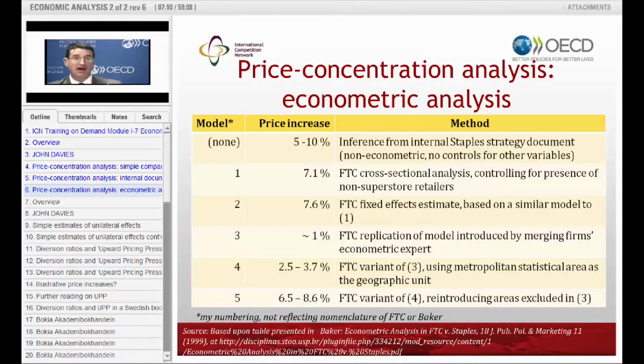However, as a cautionary tale, I would point out that economists working for the parties vigorously disputed this result, and argued that the right figure for the difference was more like 1%. I illustrate some of the different estimates on the slide here, reproduced from a very readable account of the case by Jonathan Baker, who was working for the FTC at the time.